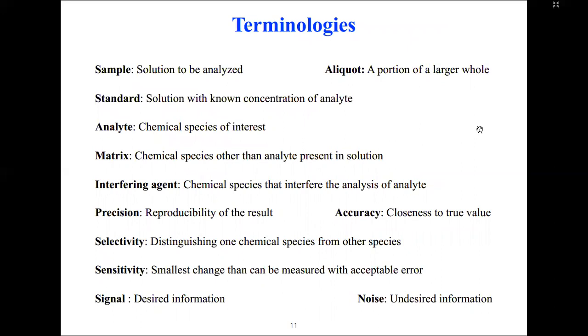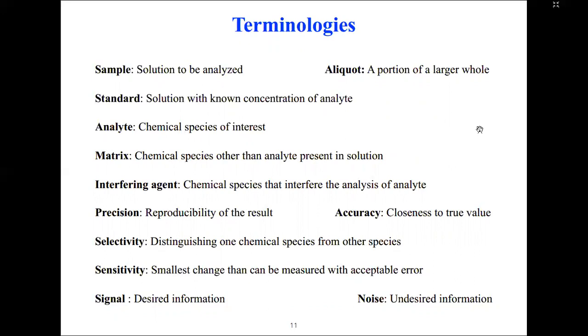For titration, or in general in analytical chemistry, these are some of the general terminologies that you must be familiar with. This is not part of the course, but you must be familiar with these terminologies. Sample is the solution to be analyzed. Aliquot is a portion of the sample.